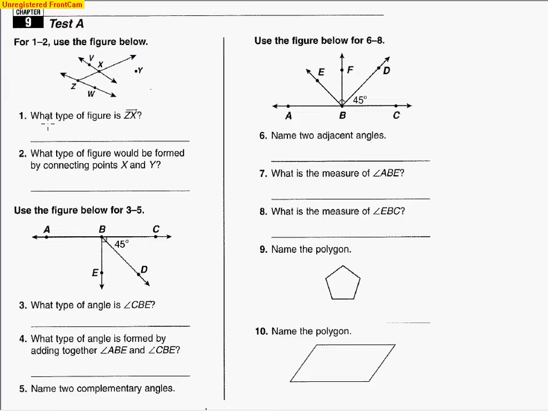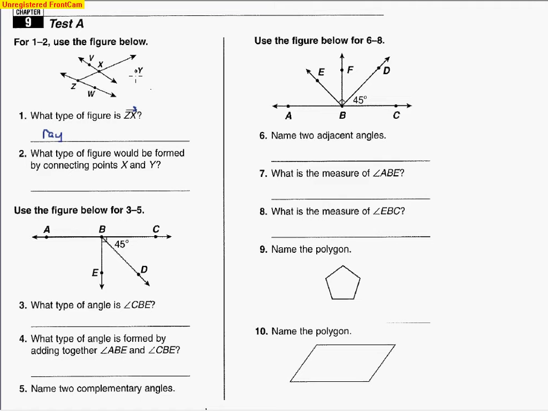Looking at this one here, it says what type of figure is ZX, and notice that it has an arrow right here. It's hard to see, but there's an arrow that goes right above this. Whenever you've got a line above 2 points, Z and X being the 2 points, and it has an arrow, that arrow symbolizes that it goes on forever. It starts at Z, and since there's no arrow at Z, that means it stops at Z, or it starts at Z. And then it continues past X and on forever in that direction. So we call this a ray.